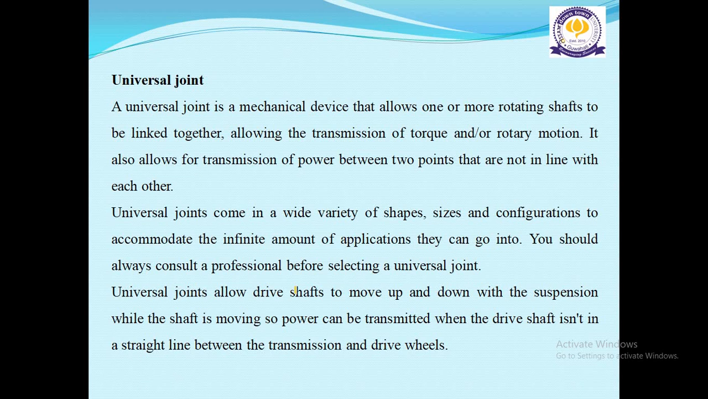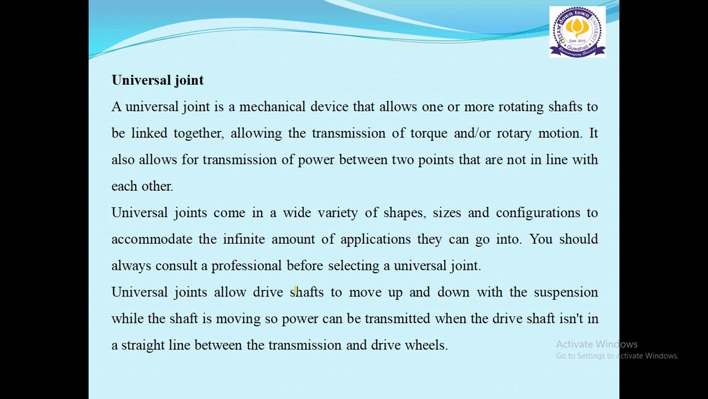Next, moving on to the universal joint. So what is a universal joint? A universal joint is a mechanical device that allows one or more rotating shafts to be linked together, allowing the transmission of torque and rotary motion. It also allows for transmission of power between 2 points that are not in line with each other.